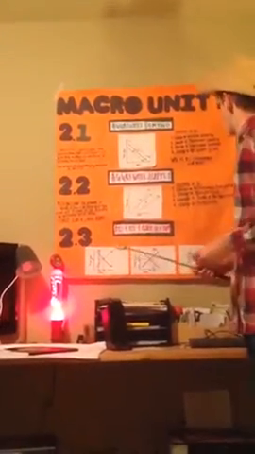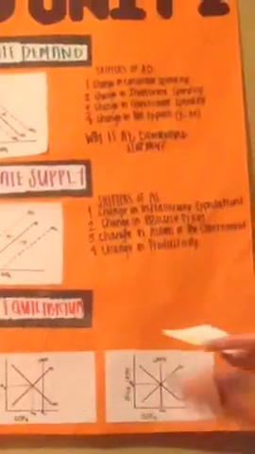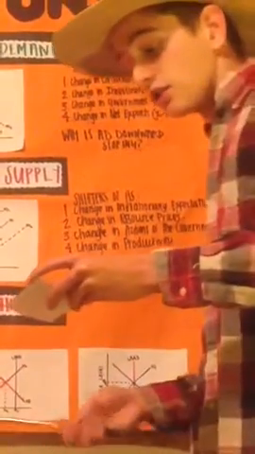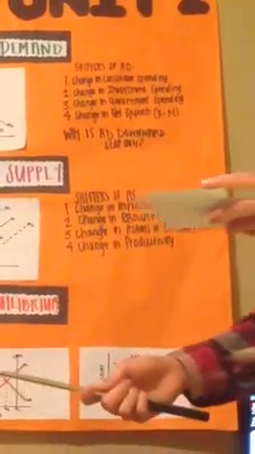There are four reasons as to how to shift the aggregate demand curve. The first one, as you can see, is the change in consumer spending. The reasons that would make this shift would be consumer wealth, a boom in the stock market, taxes, a decrease or increase in taxes, consumer expectations, or the fear of a recession.